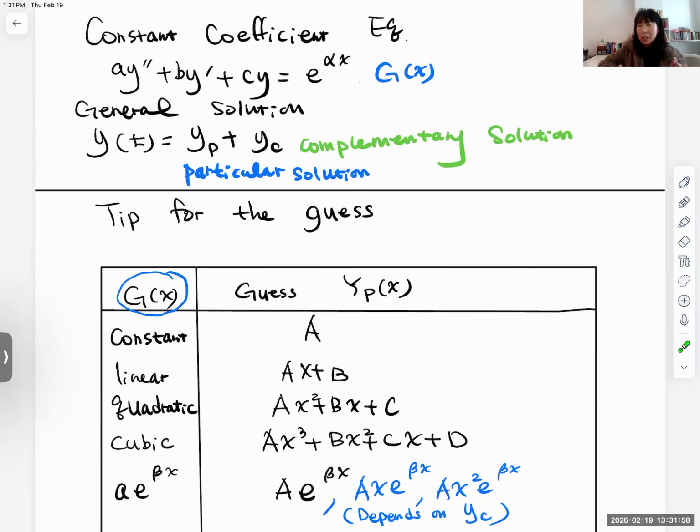look, the letter is not consistent because I was using y of t. In your homework, most of the time they're using t, but the lecture notes use x. So here, we're guessing the particular solution, and we are using x because we express it in terms of x. We can change to any letter, we know that, right?